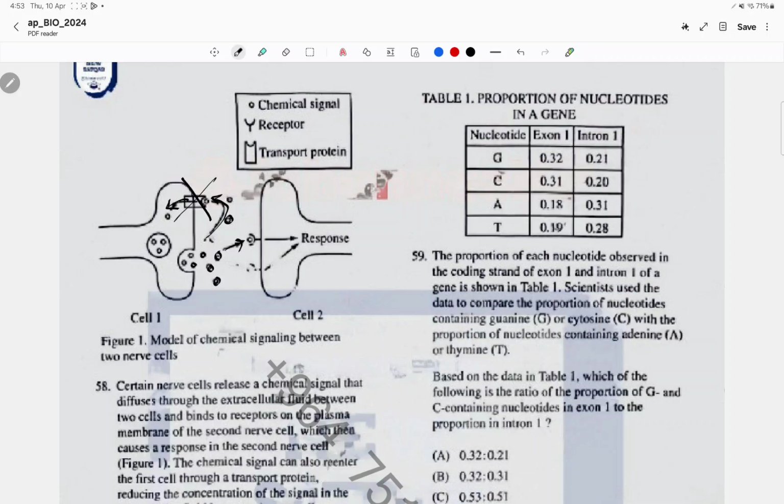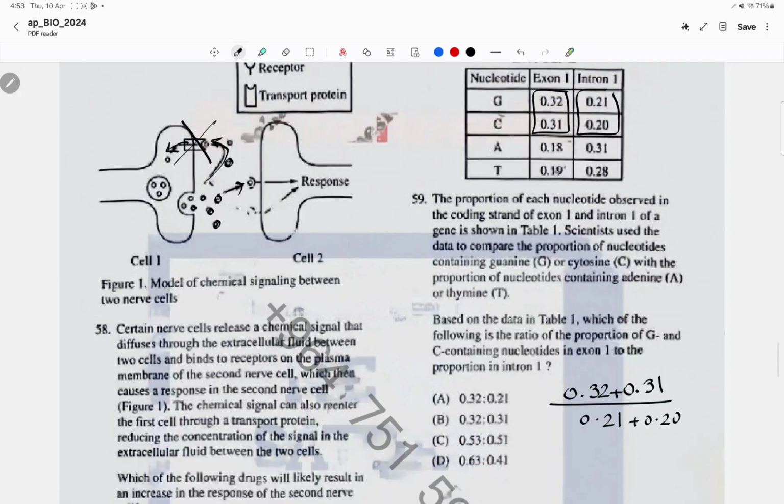So add G with C in exon 1 and divide by G and C in intron 1. Right. So you're going to have 0.63 over 0.41. D.